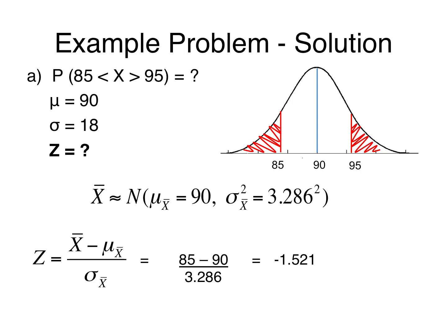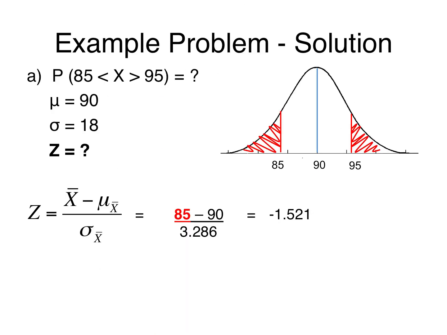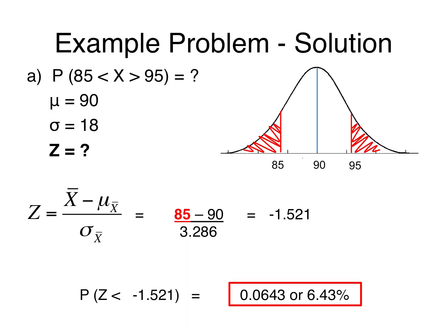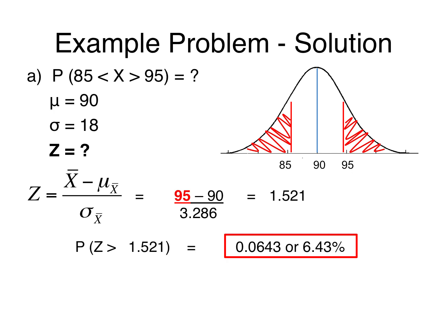If we then look at our z-table, we see that the probability of the sample mean being in the tail below a z-score of negative 1.52 is 0.0643. So there's a 6.43% probability that the sample mean IQ is below 85. We know that since 95 is the same distance away from the true mean as 85, the z-score associated with 95 will be the same as with 85, except that it will be a positive value rather than a negative z-score this time. So there's a 6.43% probability that the sample mean IQ will be above 95.